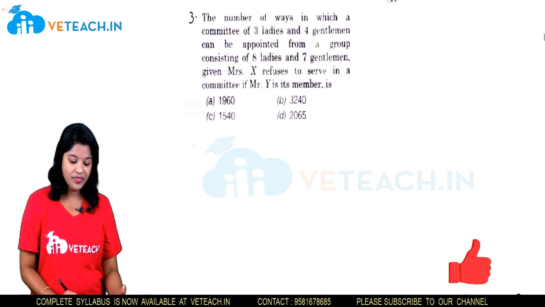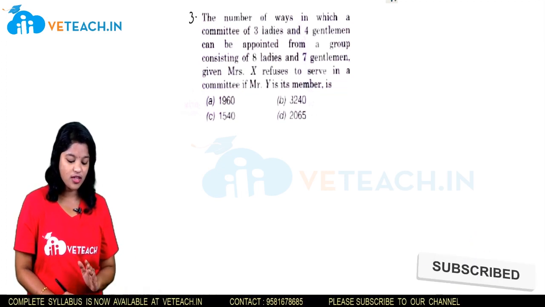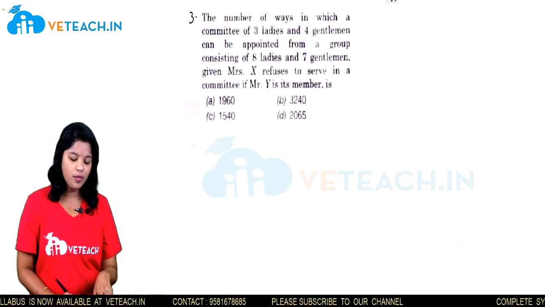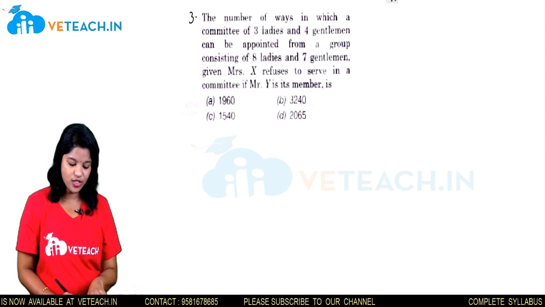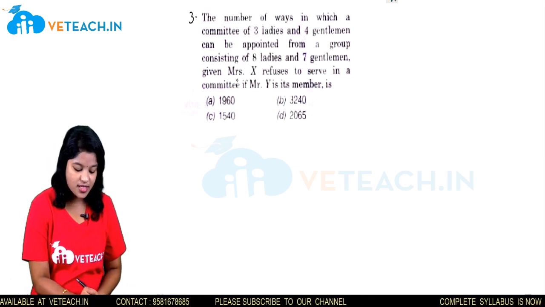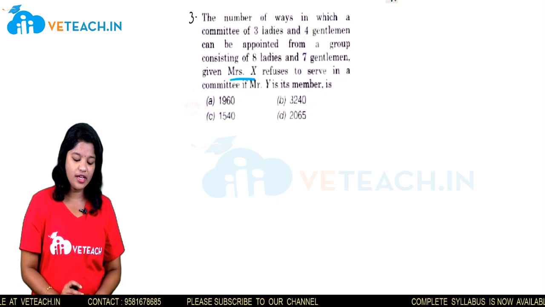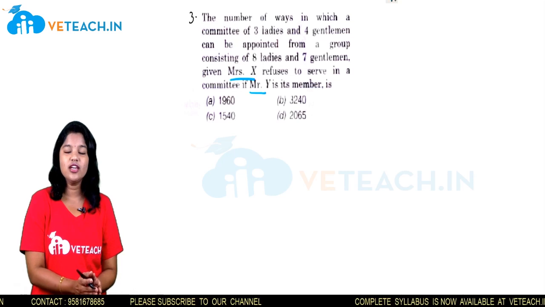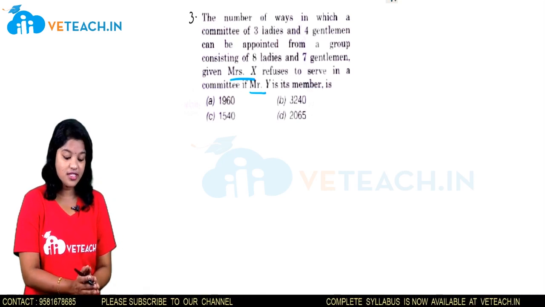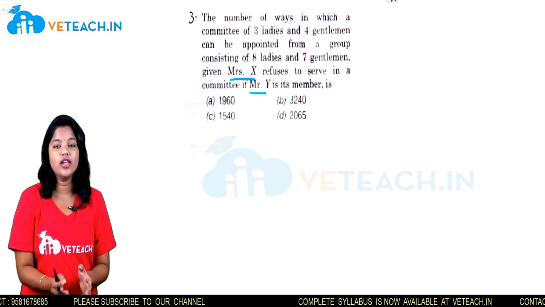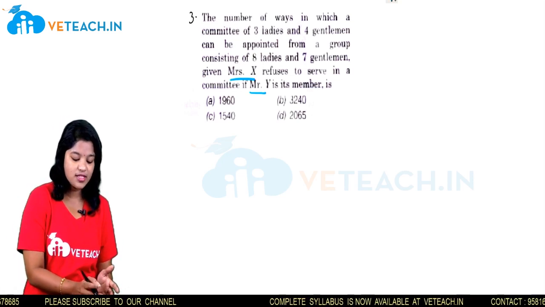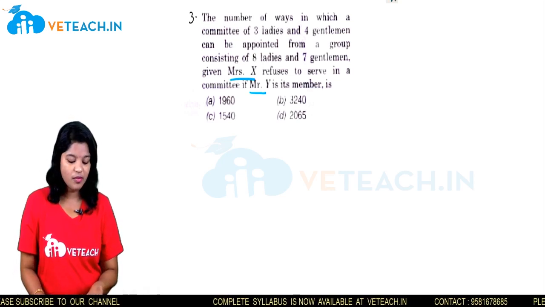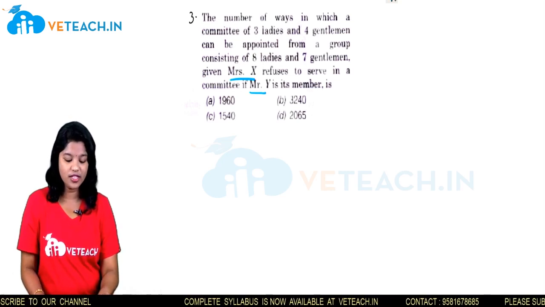See the next question. The number of ways in which a committee of 3 ladies and 4 gentlemen can be appointed from a group consisting of 8 ladies and 7 gentlemen, given Mrs. X refuses to serve in a committee if Mr. Y is in its committee. So whenever there is Mr. Y in the committee, Mrs. X should be excluded because she is not willing to work with him. So whenever Mrs. X is included in the committee, Mr. Y should be excluded, because whenever Mr. Y is there, Mrs. X won't work with him.